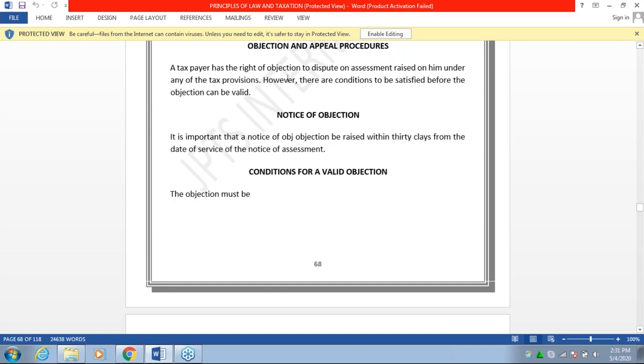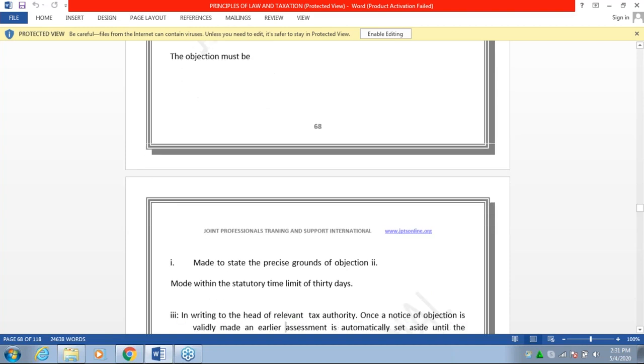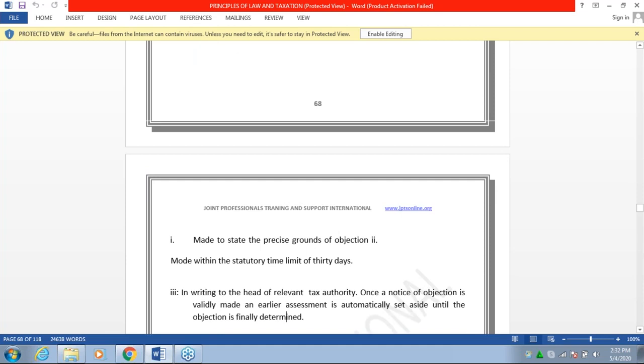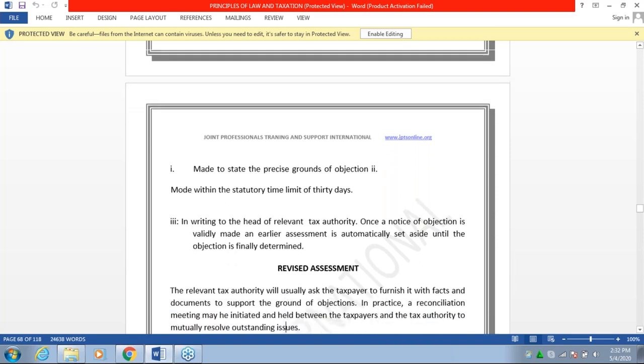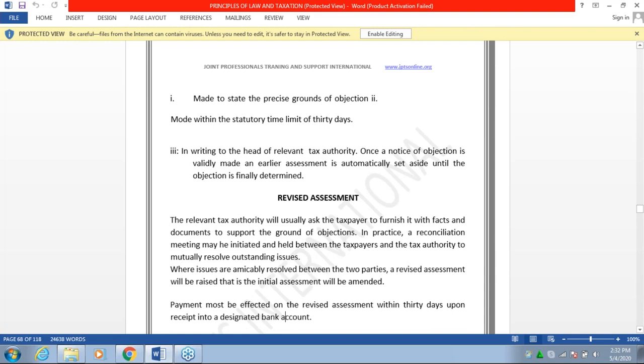And the conditions for a valid objection are as follows. Number one, it has to state the grounds of objection. And two, it must be made within the statutory time limit of 30 days. Then it has to be in writing to the head of the relevant tax authority. So once a notice of objection is validly made, an earlier assessment is automatically set aside until the objection is finally determined. So then we have revised assessment.